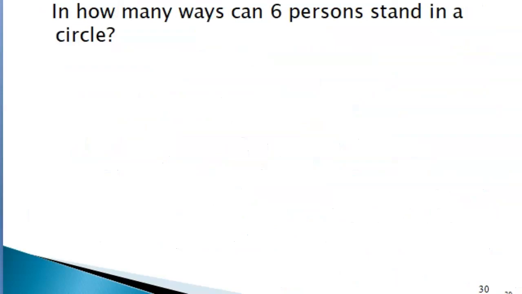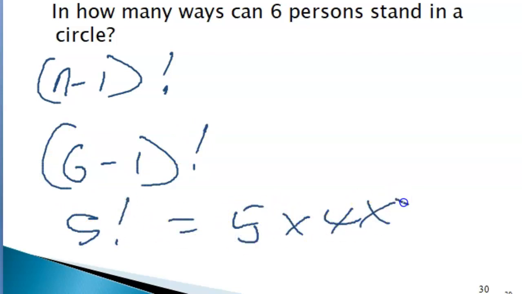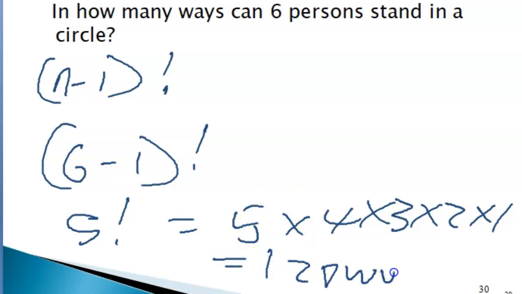Next, in how many ways can 6 persons stand in a circle? And the formula for that, in a circle, it's n minus 1 factorial. So the number of ways 6 persons can stand in a circle is 6 minus 1 factorial. That's 5 factorial, which is 5 times 4 times 3 times 2 times 1, and that's 120 ways.